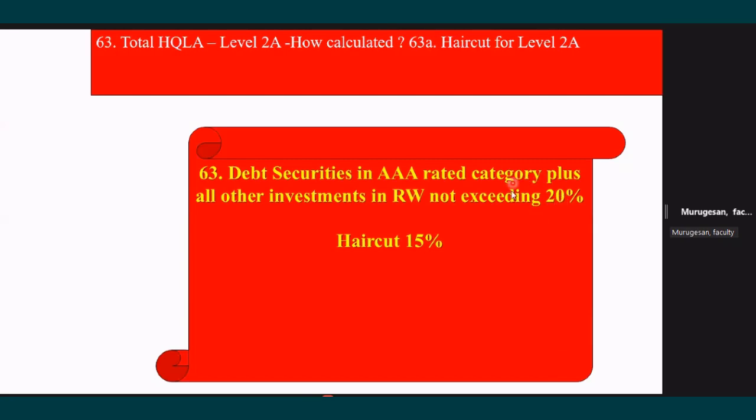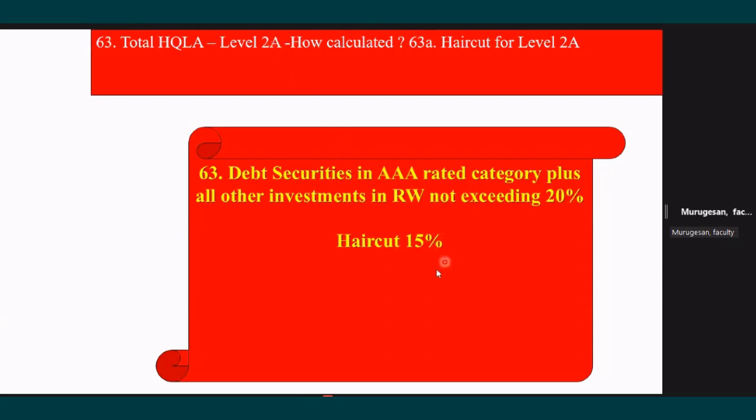Any commercial paper or other thing other than banks; you have certificates of deposit in banks. Other than banks, certificates of deposit will not qualify. If you have invested in a big corporate, an AAA rated corporate, in commercial paper, or the bank has invested in a bond, okay, these will qualify. But the risk weighted assets for that category should not go beyond 20. These are classified as level 2A.